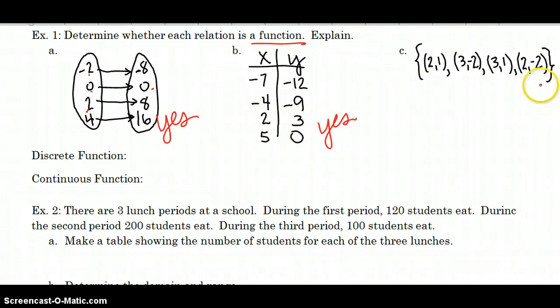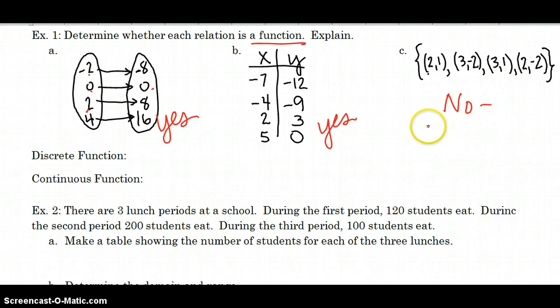Now here's a set, a relation. 2 goes with 1, 3 with -2, 3 with 1. Uh-oh, I said 3 twice. So here's an x where 3 is our x, and it's with -2 and also with 1. So wait a minute, every x can only have one y, so this is not a function. Again, here's another 2. 2 is with 1 and 2 is with -2. So we would say here this is not a function.